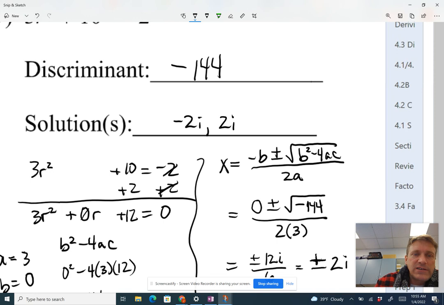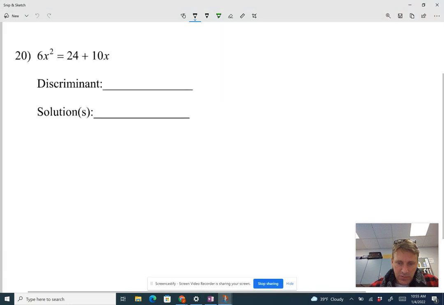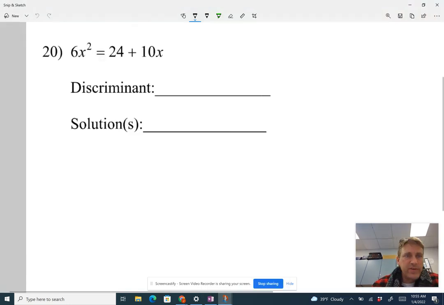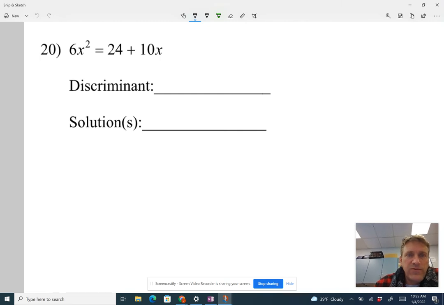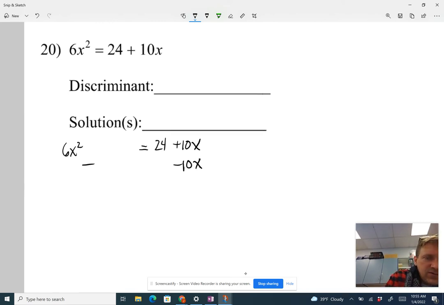All right, let's look at the last problem here. The last problem, number 20, we've got 6x squared equals 24 plus 10x. So I'm going to write this down here as 6x squared. I'm going to leave a space for an x. I'm going to leave a space for a 24, is equal to 24 plus 10x. And then I'm going to subtract 10x from both sides. I'm going to put it right here in that slot where I want it to go.